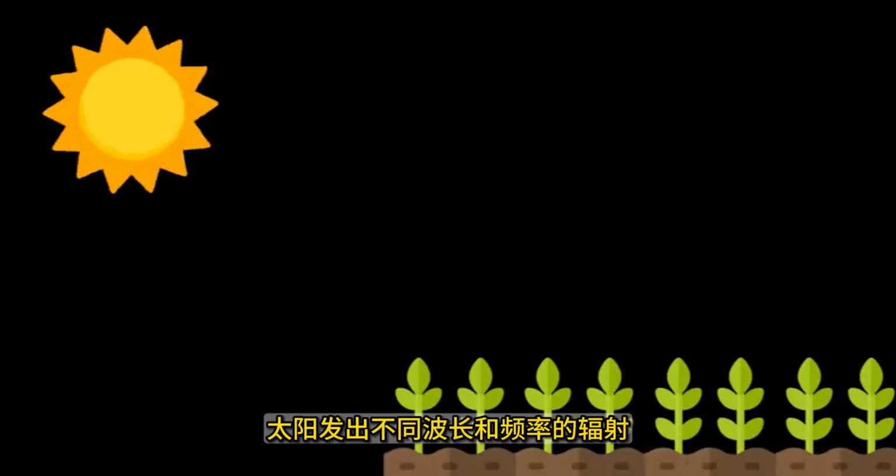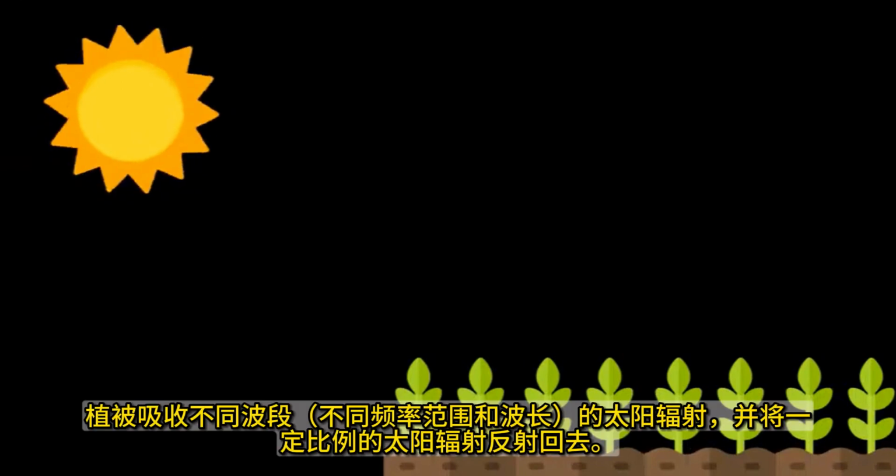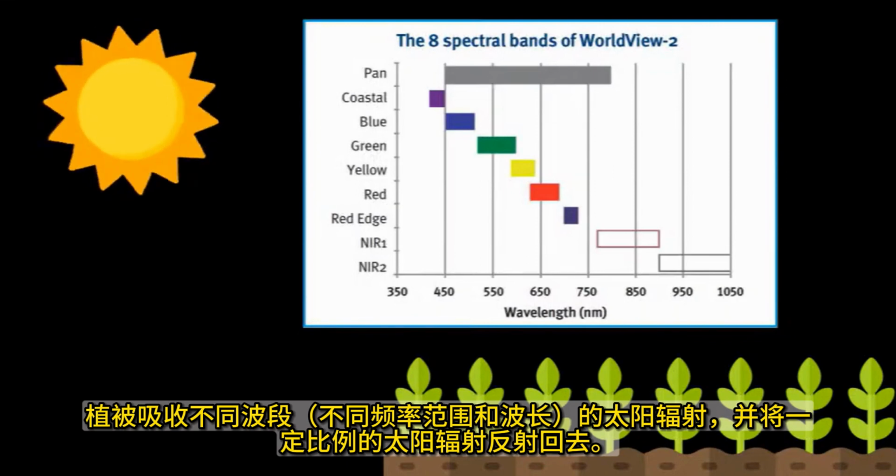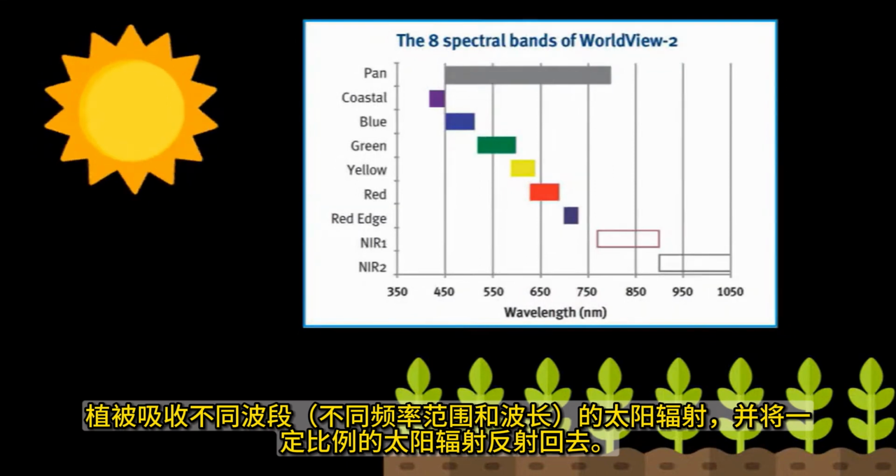The sun emits radiation with different wavelengths and frequencies. Vegetation absorbs solar radiation in different bands, that is, in different frequency ranges and wavelengths, and emits a different percentage of it back into them.